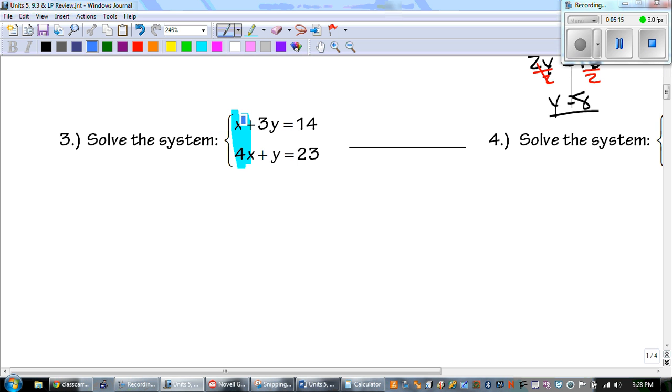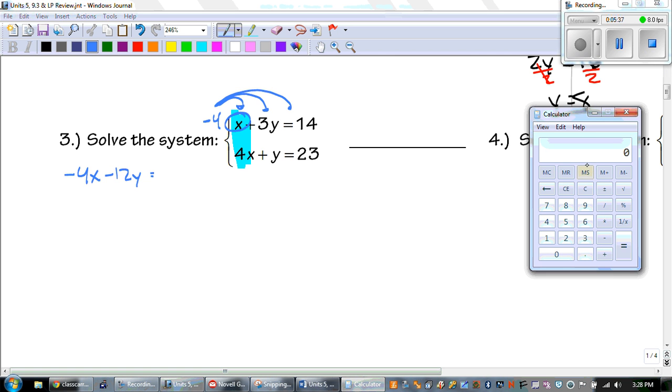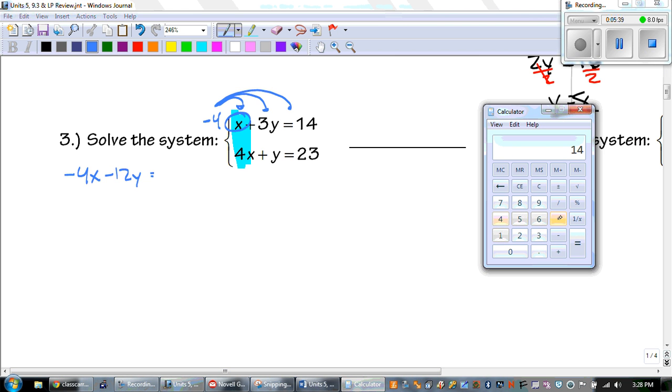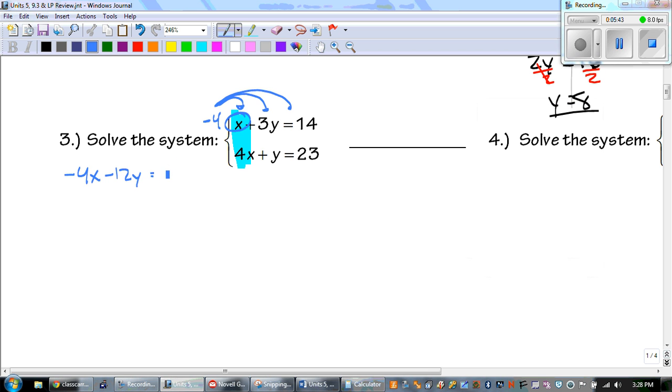Because what can I multiply the top by to cancel out the x's? Well, if the bottom is 4x, I need the top to be a negative 4x. So I'm going to go ahead and multiply. I get negative 4x minus 12y. Okay, and off the top of my head, I don't know what that is, so I'm doing 14 times 4, knowing that it's going to be a negative, and that's going to be a negative 56.